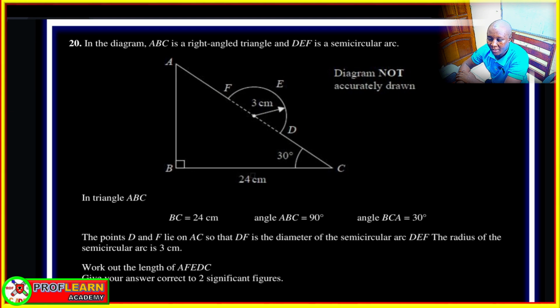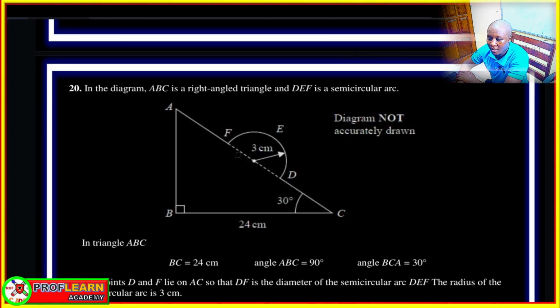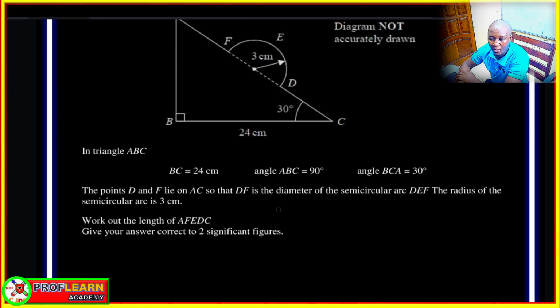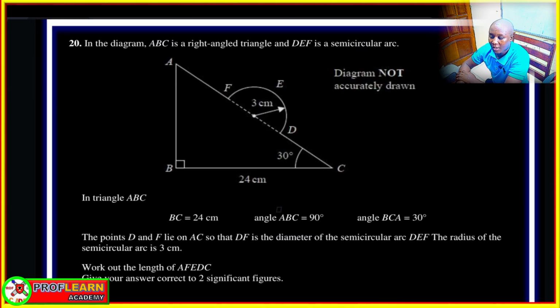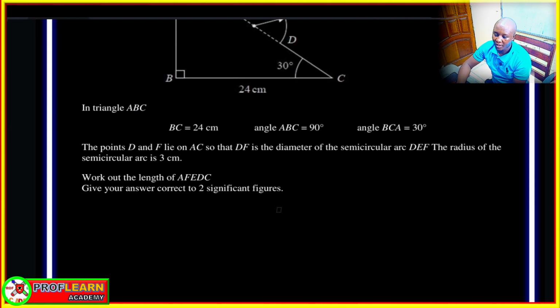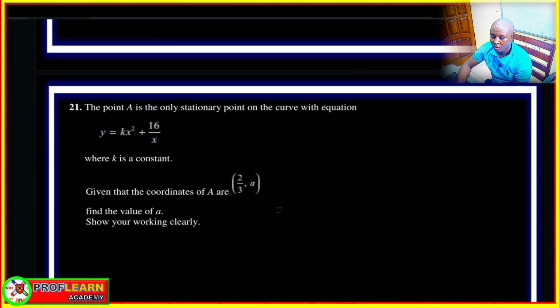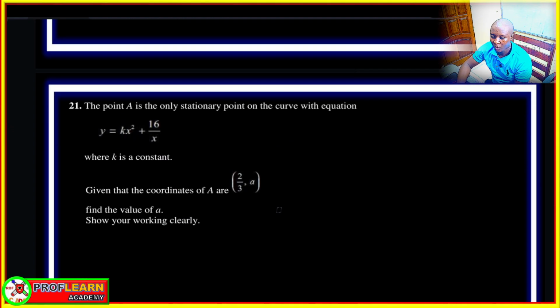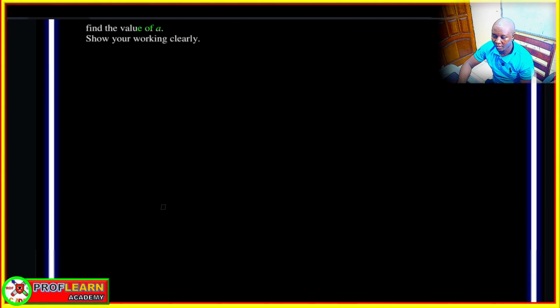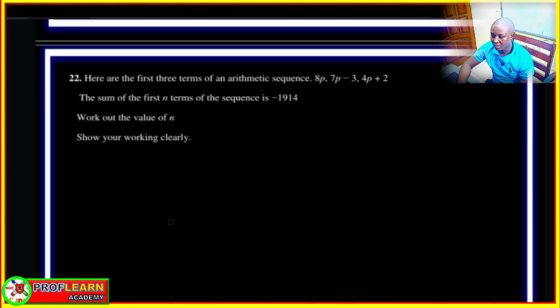and area of circles, area of semicircles, arc length, also perimeter of sectors, another area that is very crucial. So we have also what we call differentiation. Of course, here you are supposed to find the stationary point of the curve, and then you're supposed to find the value of A, another area that is quite important.